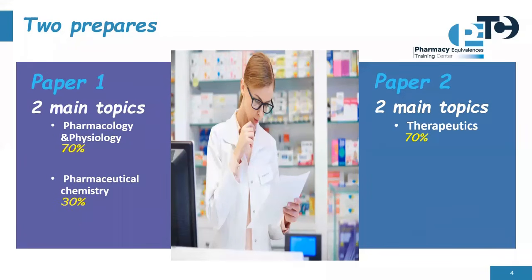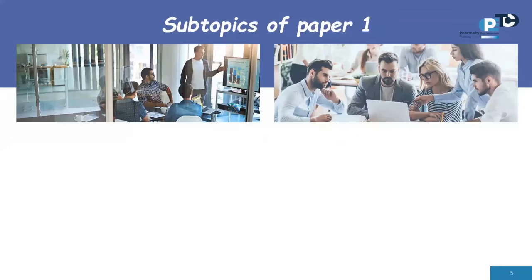What about paper 2? Paper 2 is formed of 2 topics also: therapeutics, which represents about 70% of the content, and pharmaceutics, which represents about 30% of the paper 2 content. So those are the main topics of each paper. Each paper has 100 questions, and you should solve them within 2 hours. Before we talk about the passing record, let me show you the content of each topic.